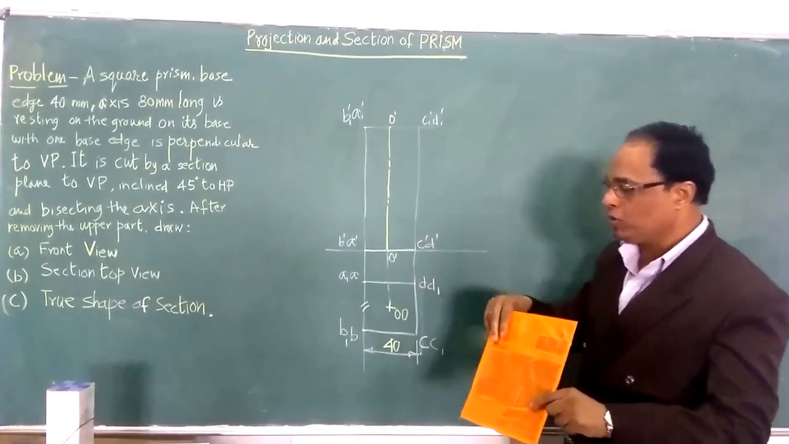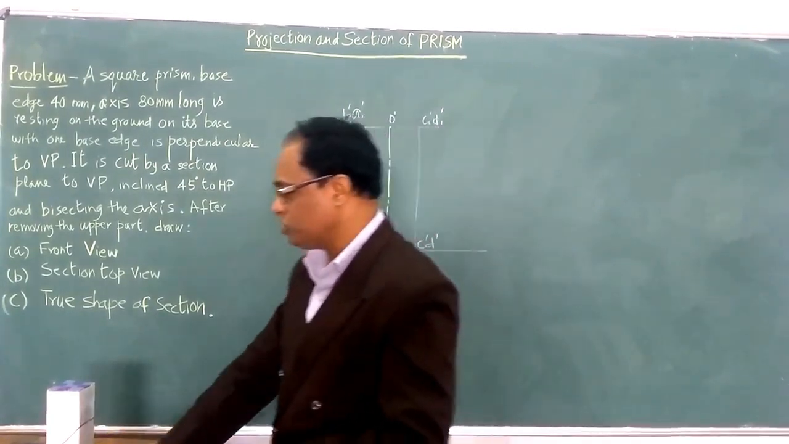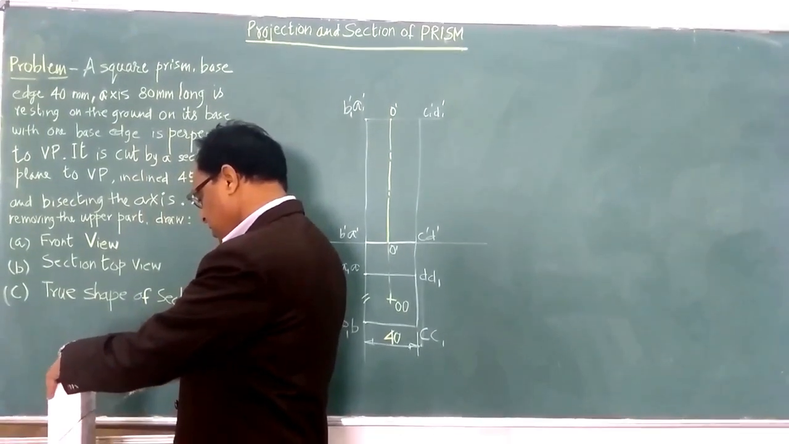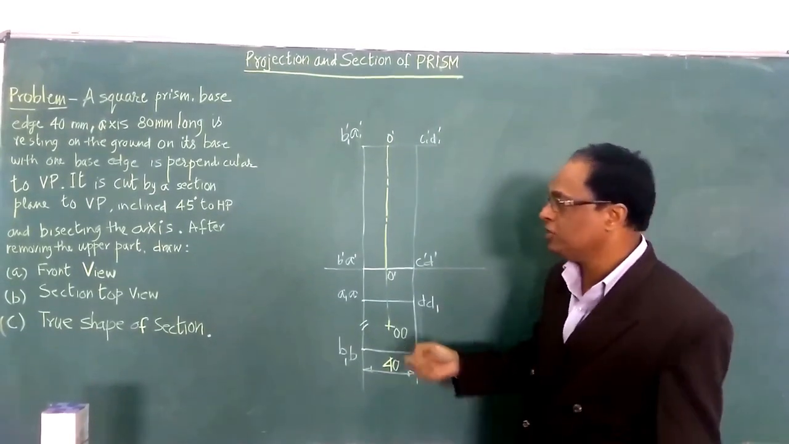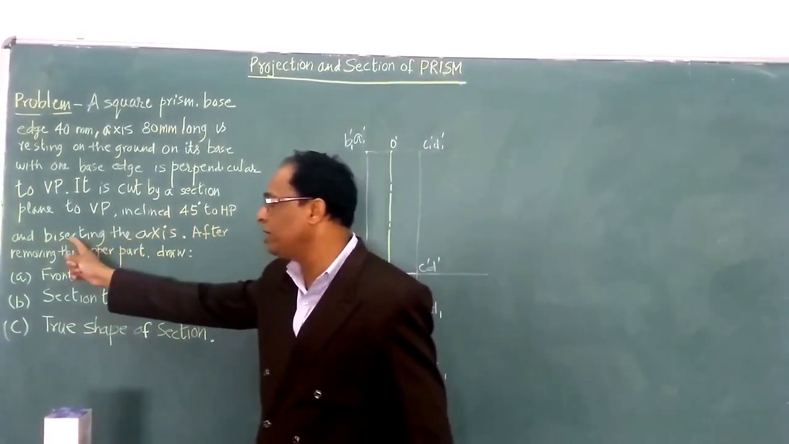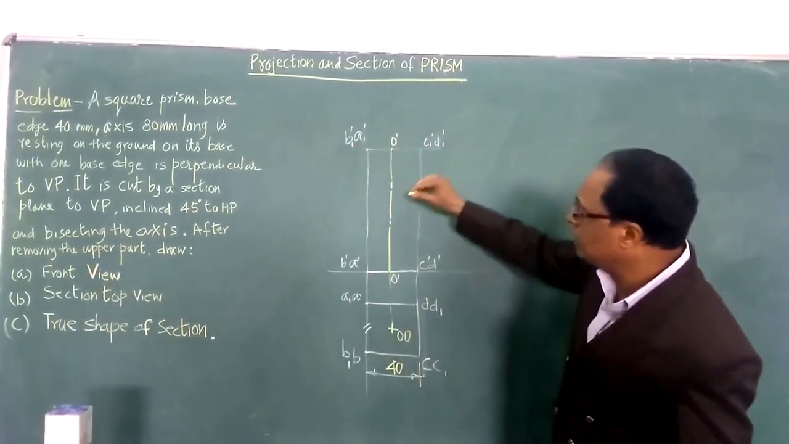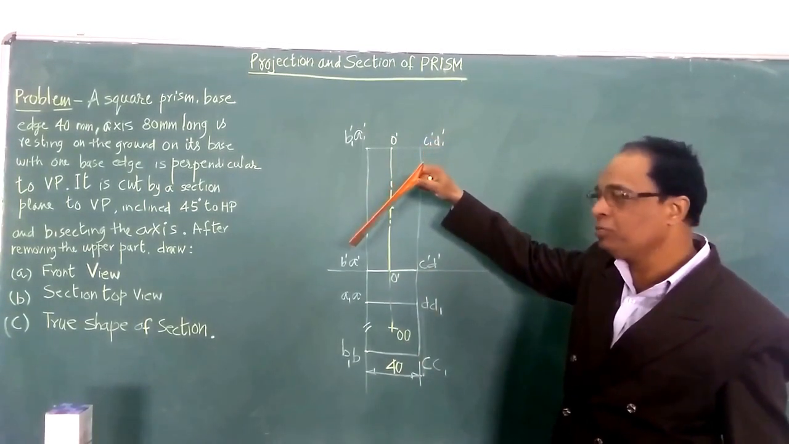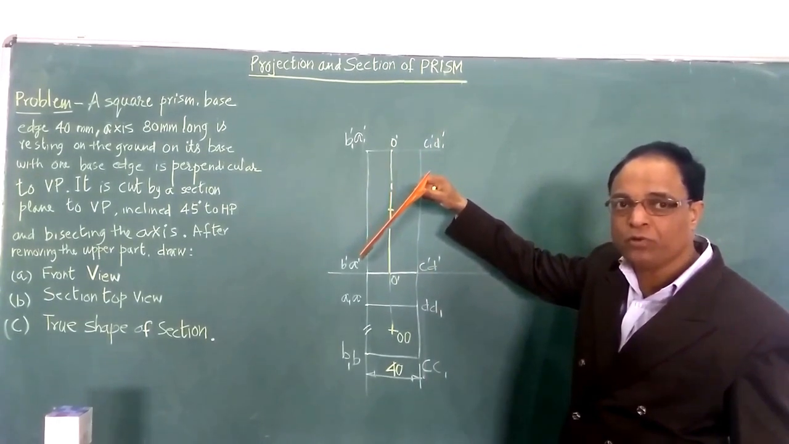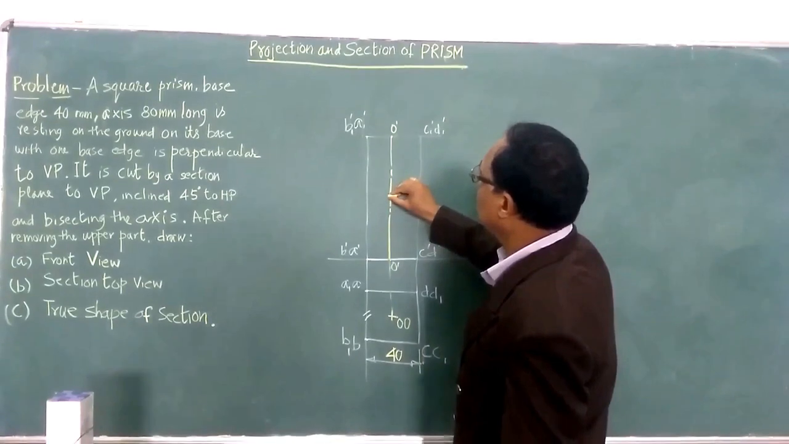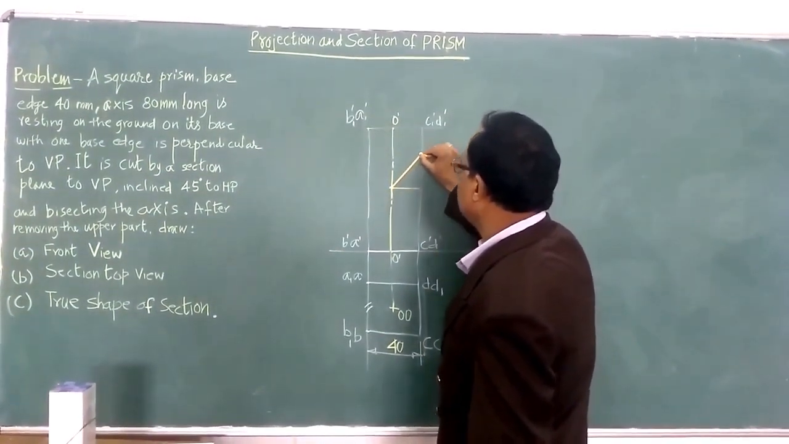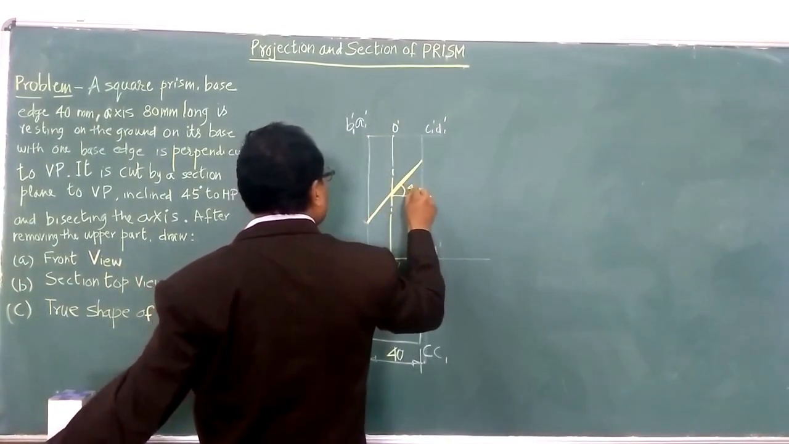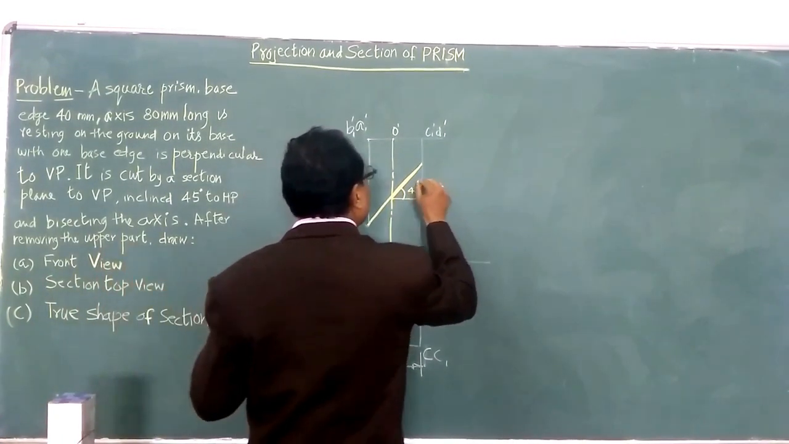Now I am going to cut the given prism by a section plane inclined 45 degrees to HP and bisecting the axis. Mark the middle point of the axis. The section plane appears as a line in the front view. Now we draw a line inclined 45 degrees to HP, right here, 45 degrees to HP.